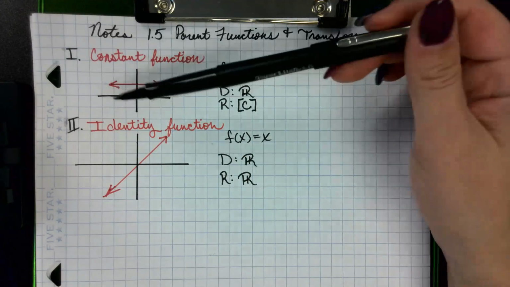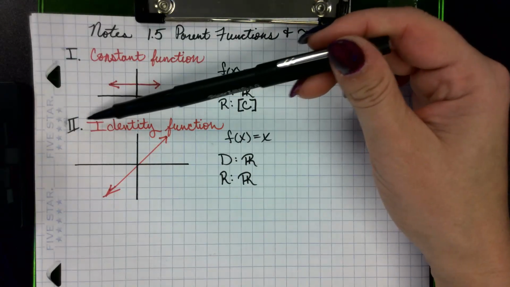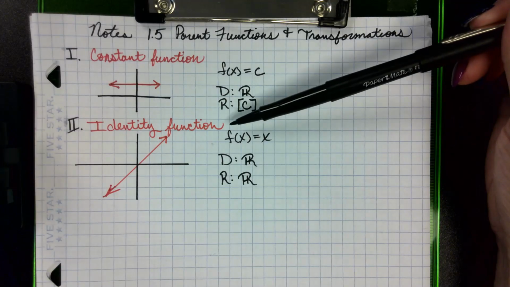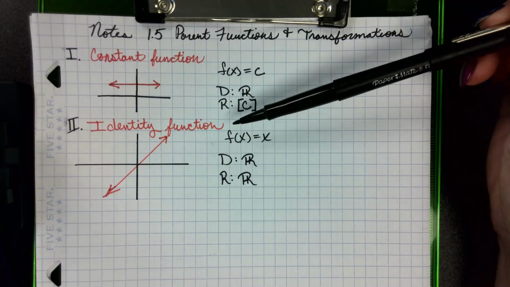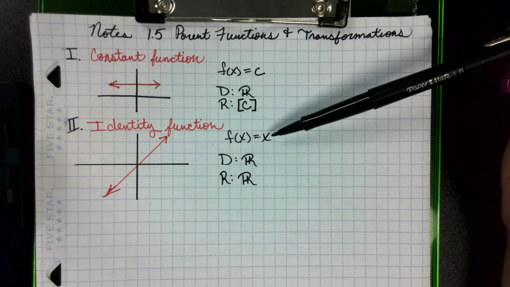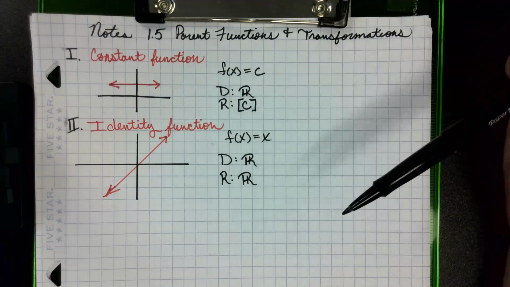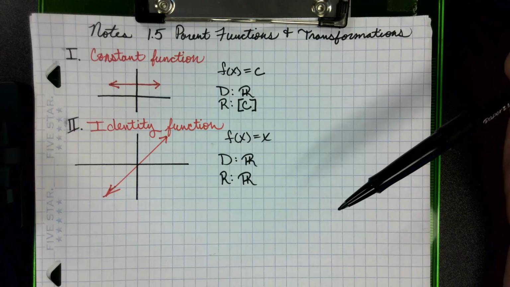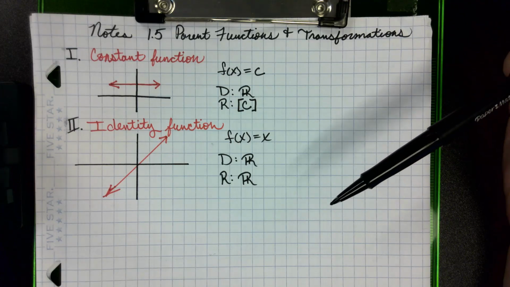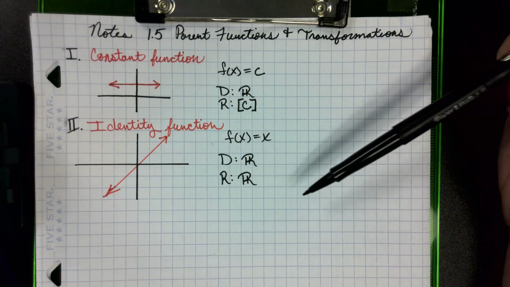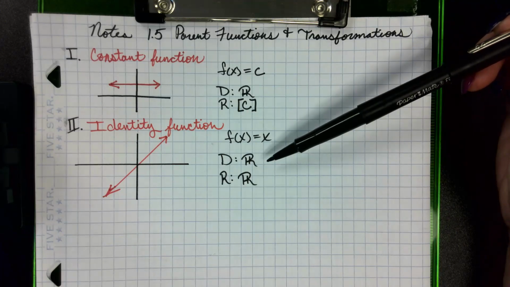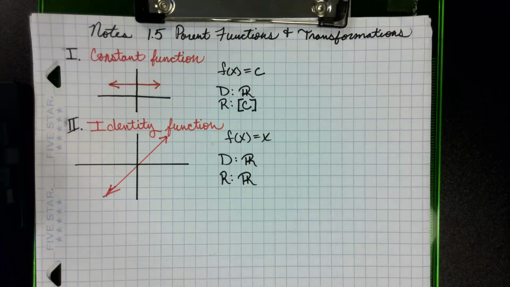The second parent function is the identity function. You also know this as the linear function. It's identity because f of x equals x, and x is its identity. So it's just a graph with a slope of 1, positive 1, and a y-intercept at 0. The domain is all real numbers, and the range is all real numbers.